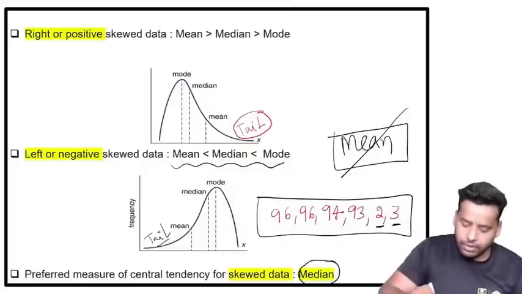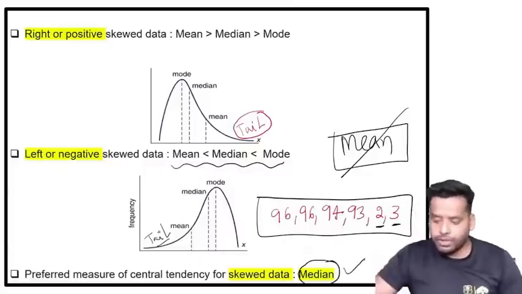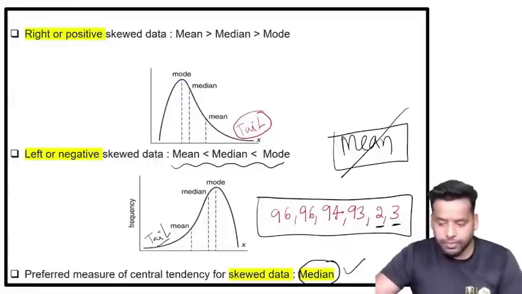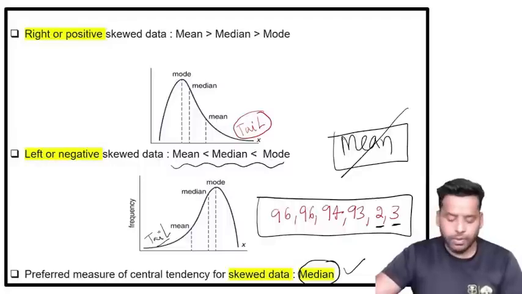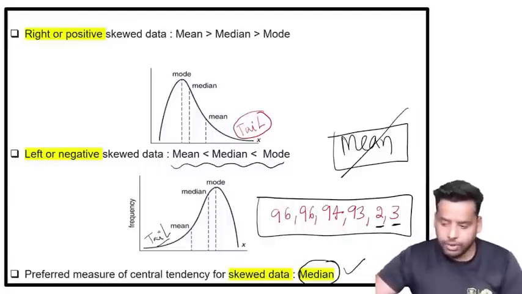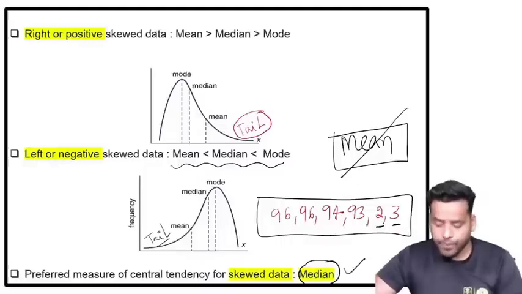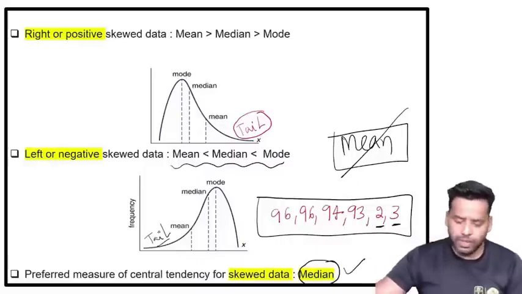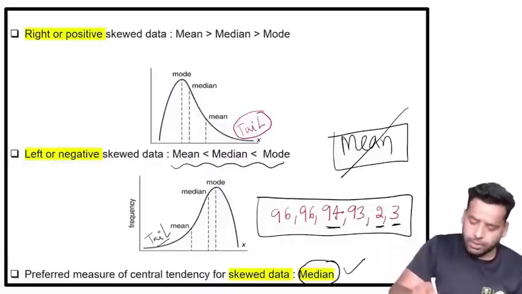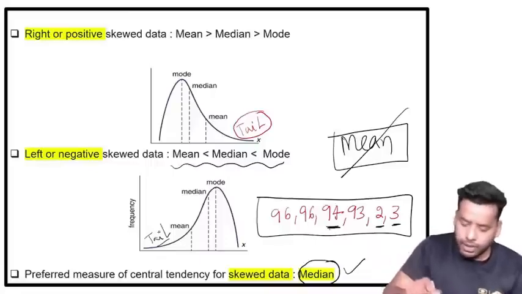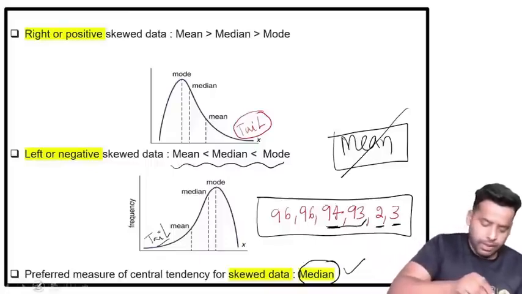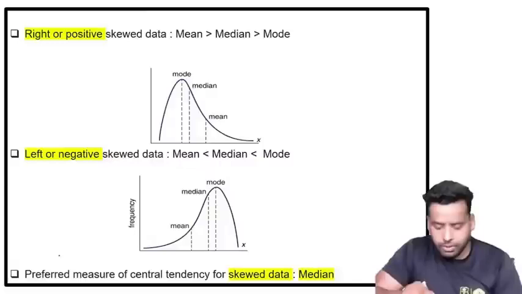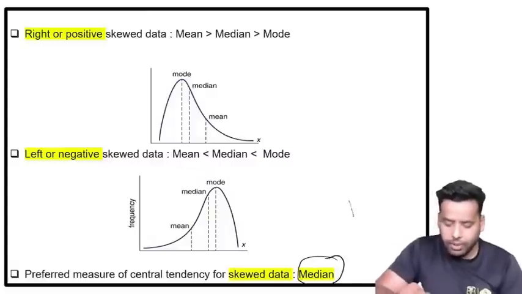They will always ask this question: which is the preferred measure of central tendency for skewed data? Median. You have to use median. Median will represent the data properly. Median is preferred for skewed data, not mean. Mean is always affected by outliers.